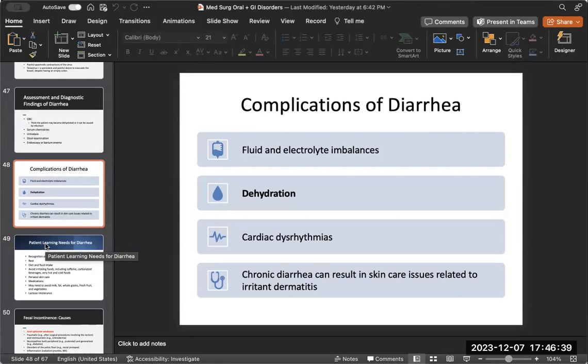Now, chronic diarrhea can cause skin care issues, right? Because let's just say this is a person who has chronic diarrhea and is incontinent and they go a lot, right? And poop and pee, all that stuff is not supposed to stay on your skin because it's irritating and it can cause skin breakdown. So if you have chronic diarrhea, that could actually affect the rectum and skin area and cause some skin breakdown and irritation.